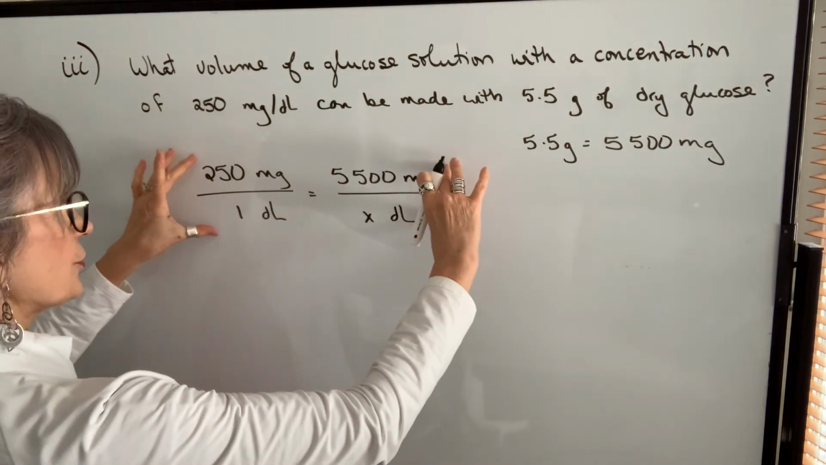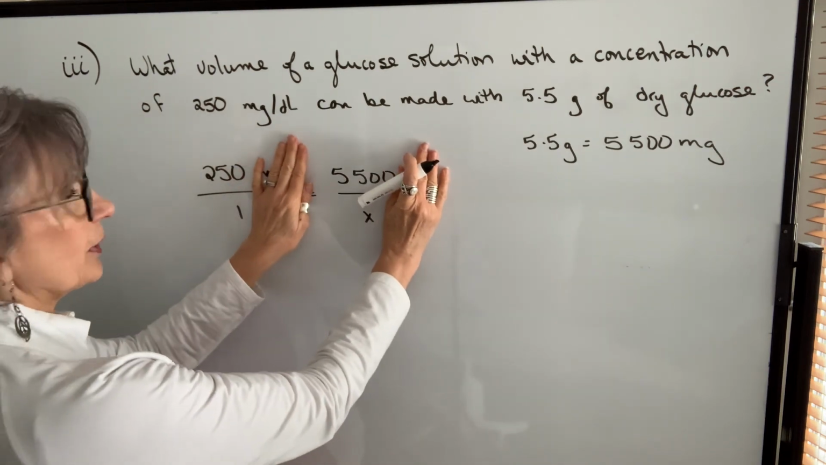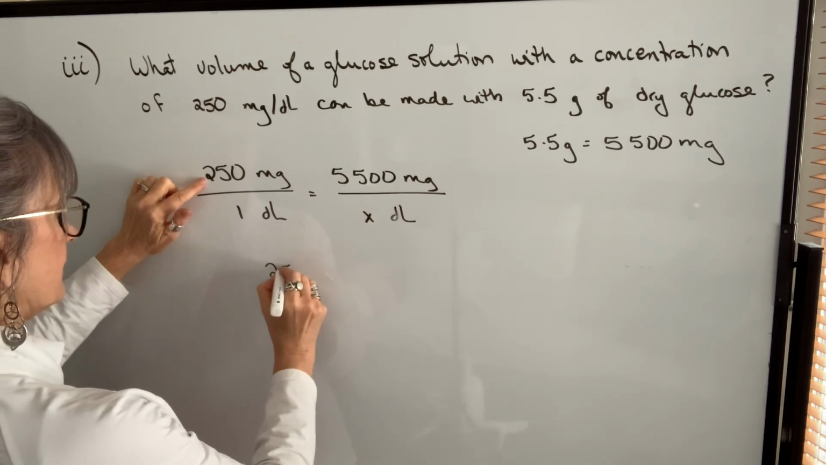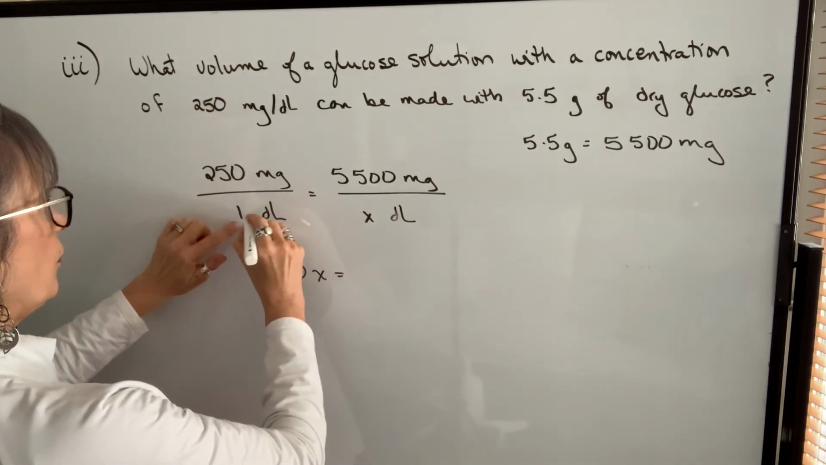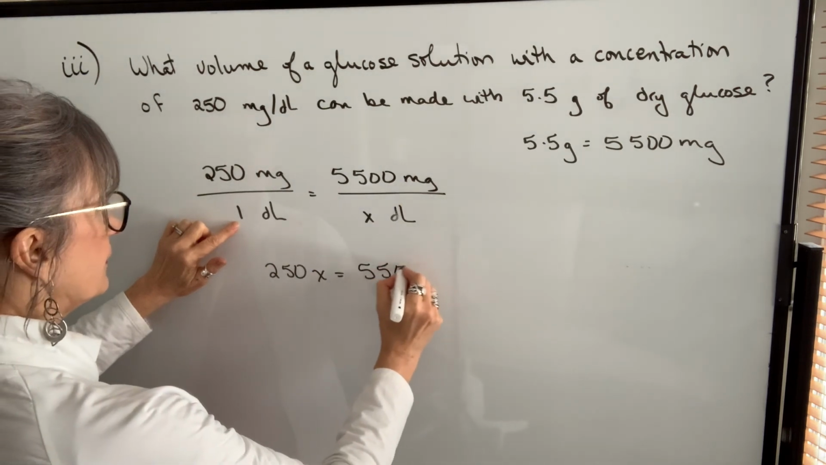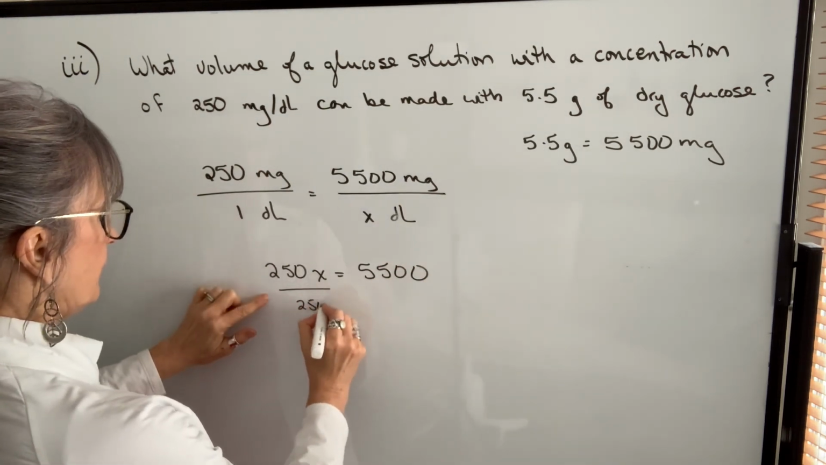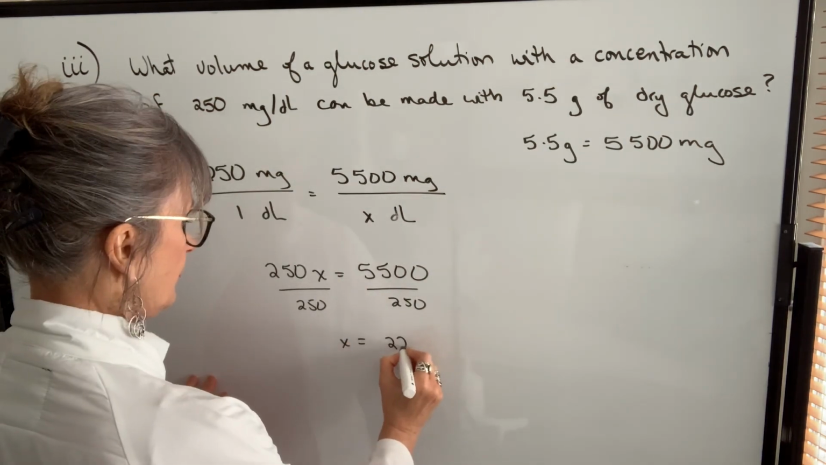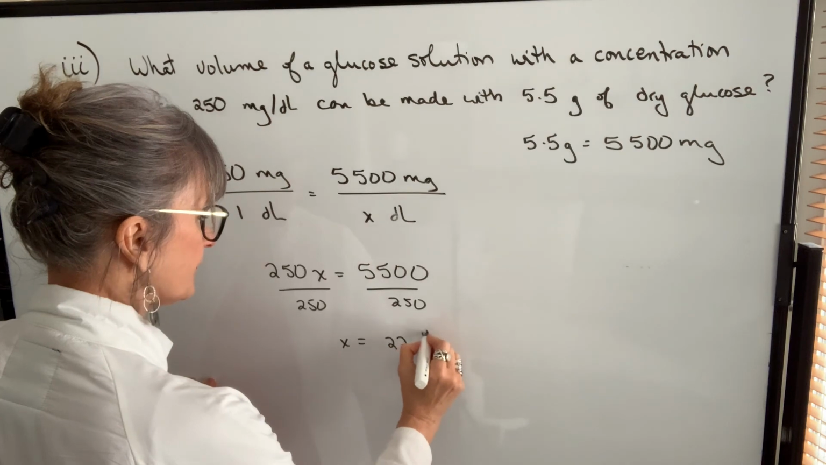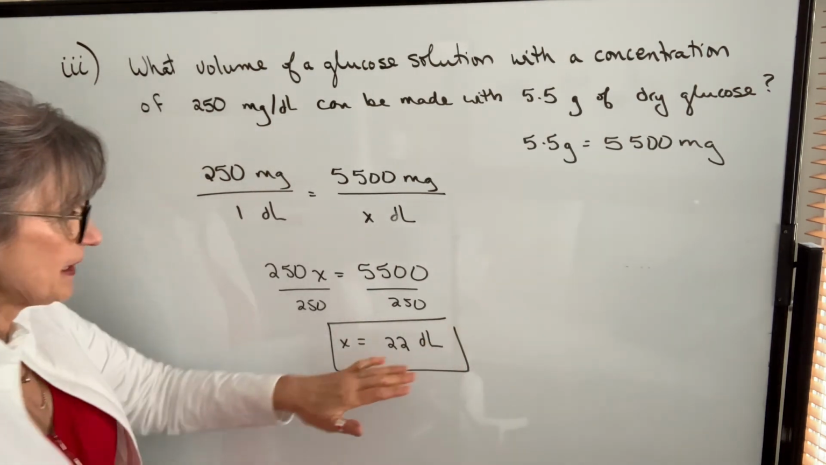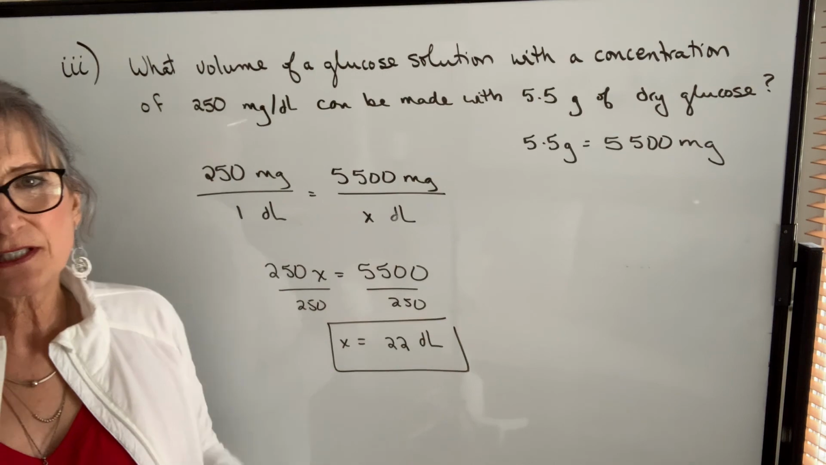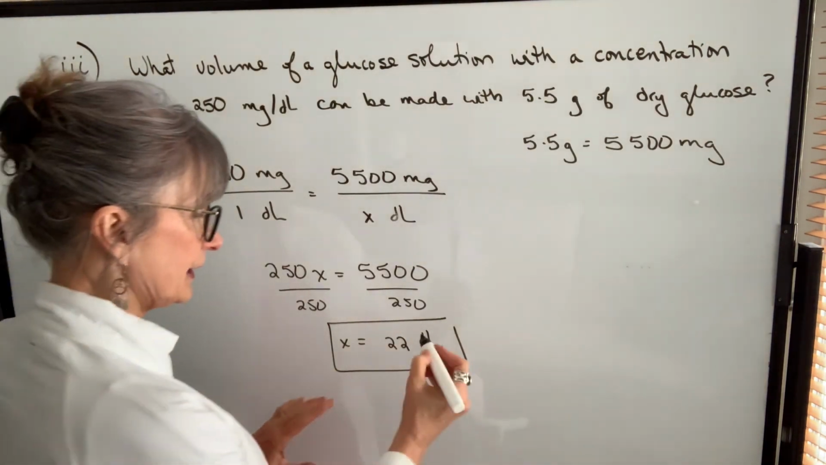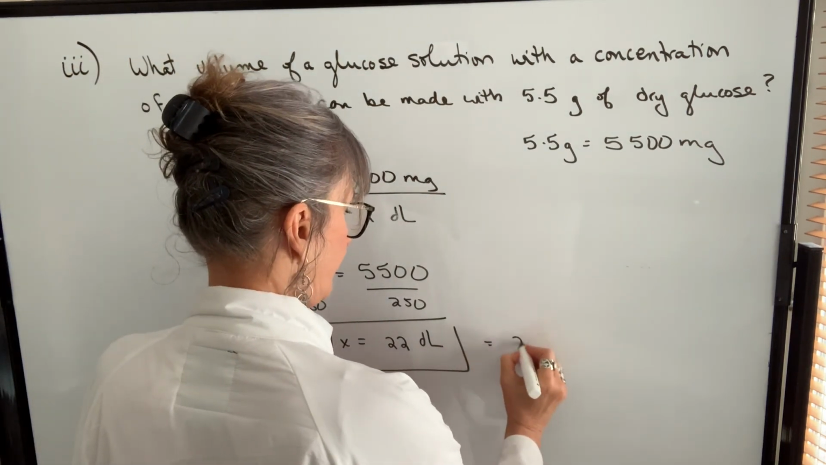Once you've set up your proportion with your units, I can basically now ignore my units. And I'm going to cross multiply. 250 times x will equal 1 times 5,500. Divide both sides by 250 to solve for x. And I get 22, and I know my volume will be in deciliters. If it doesn't specify what unit, I can leave it in deciliters. If they ask me to find how many liters, I would just change 22 deciliters to liters by dividing by 10.